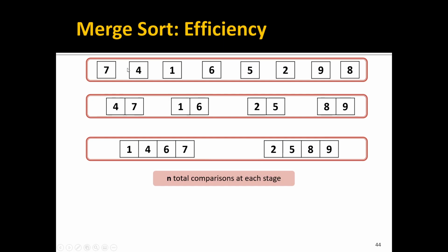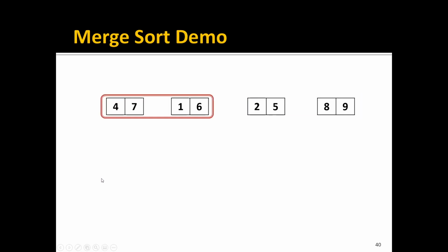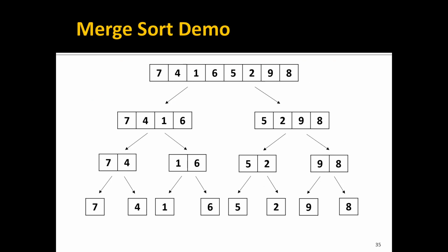So we have n plus n plus n. And the question is, how many layers do we have? So n times what to give us the total cost? So if each stage is n comparisons, how many stages do we have? And that's best seen, again, through this tree here.